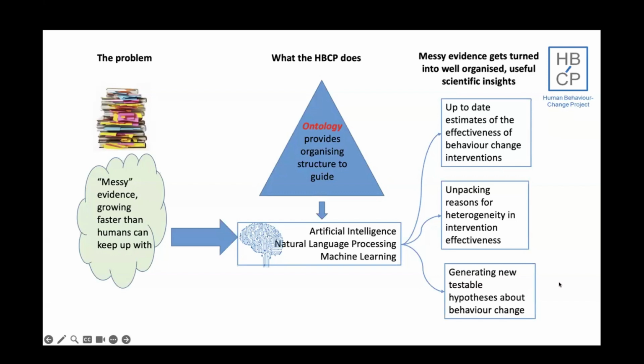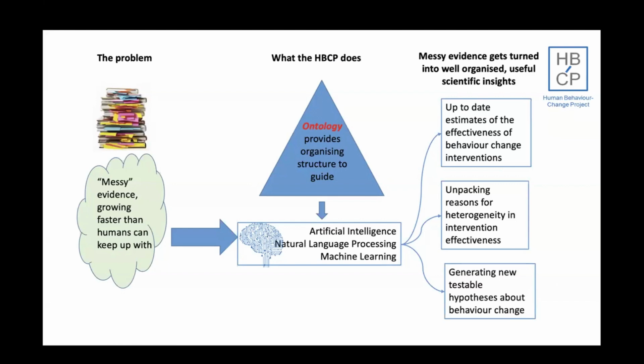So here in this visualization on the left, you have what we're very used to, our messy evidence growing faster than humans can keep up with. We estimated over 100 intervention evaluations published a week. On the right-hand side, what do we want? We want to turn this messy evidence into well-organized, useful scientific insights.